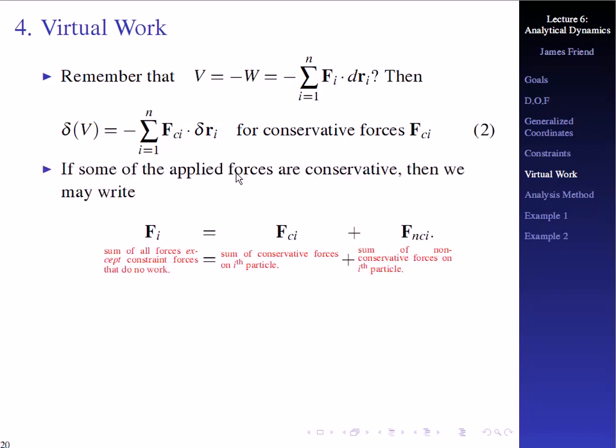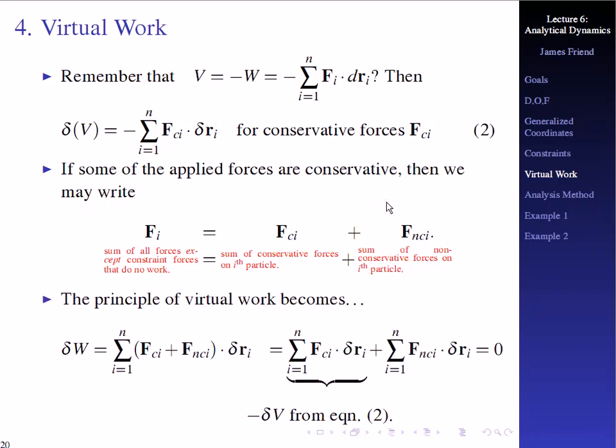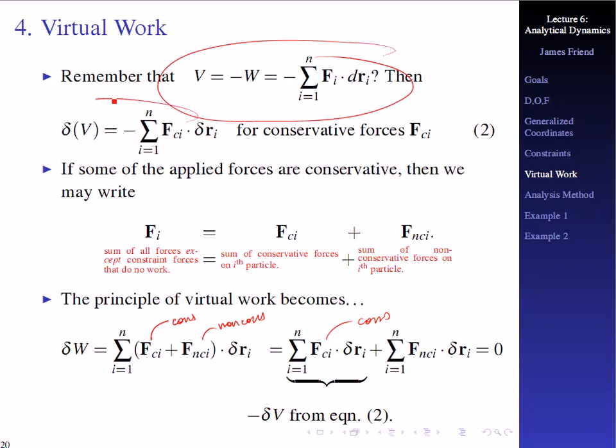If some of the applied forces are conservative, then we may write the sum of all the forces except constraint forces that do not work as equal to the sum of the conservative forces on the ith particle plus the sum of the non-conservative forces on the ith particle. The principle of virtual work then becomes delta W is equal to the summation of these conservative forces and the non-conservative forces, and if we regroup, then we've got the virtual work done by the conservative forces, but wait a second, look up here, we've got this term, and we can replace this with minus delta V. That's the reason we split the conservative and non-conservative parts out, we were trying to figure out what we could do with this potential function.